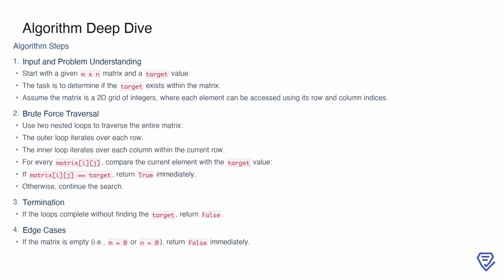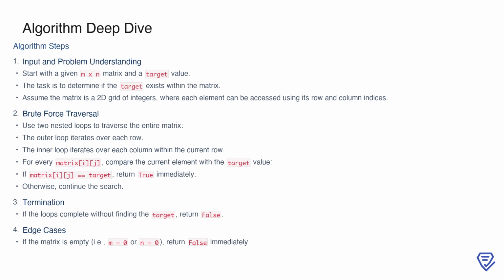To begin, we need to clearly understand the input and the problem. We are given an m x n matrix, which is essentially a 2D grid of integers, and our goal is to determine whether the target value exists in this matrix. Each element in the matrix can be accessed using its row and column indices.